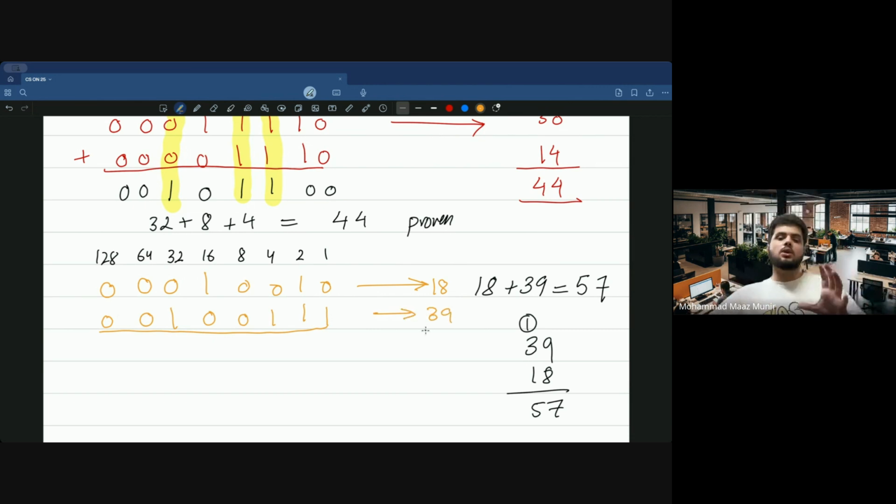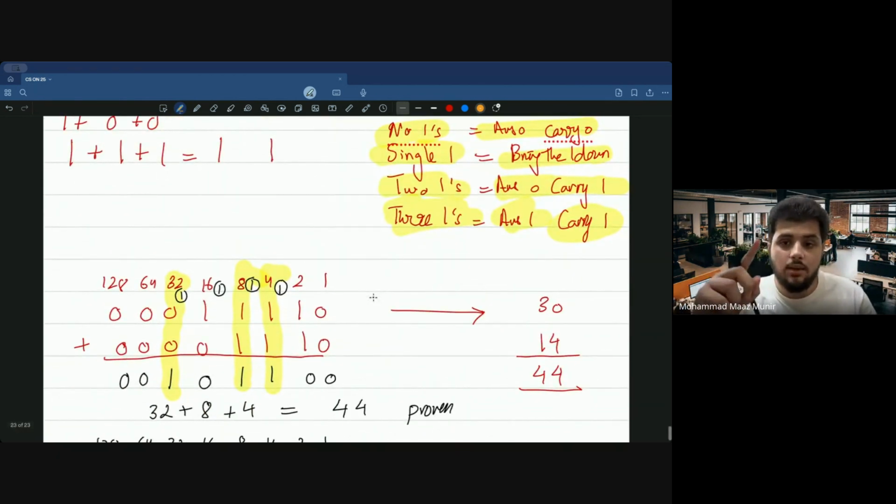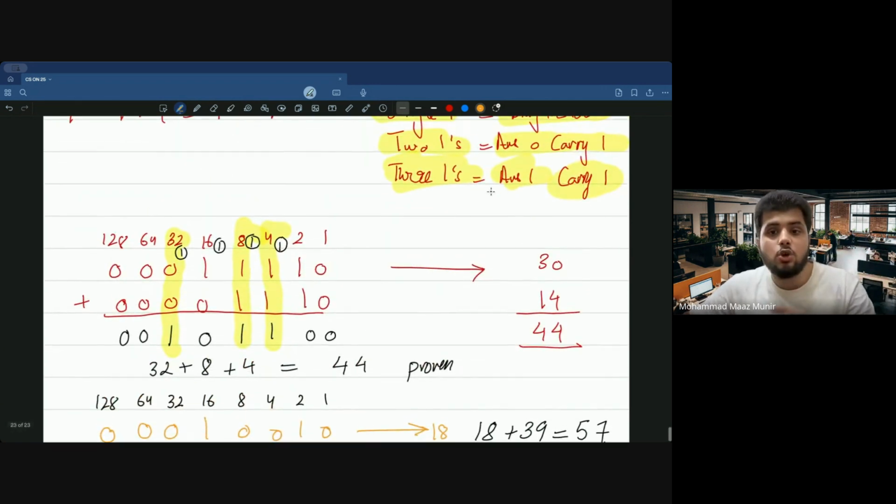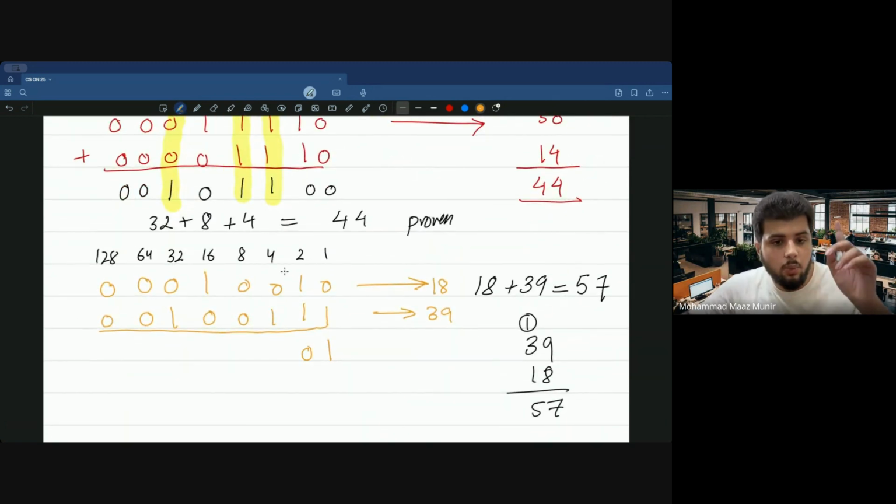Now let's add the two numbers. 1 plus 0. What's the rule? If we have a single one, bring the one down. So 1 plus 0, bring the one down. 1 plus 1, 2 ones. Your answer should be a 0, whereas your carry should be a 1. So 1 plus 1, 0 with a 1. Again, 1, 1, 0, 1. We have two ones, 0 with a carry. Single one now, 1, 0, 0. Just bring the 1 down. Again, 1, 0, single one. And 0, 0 will be 0.